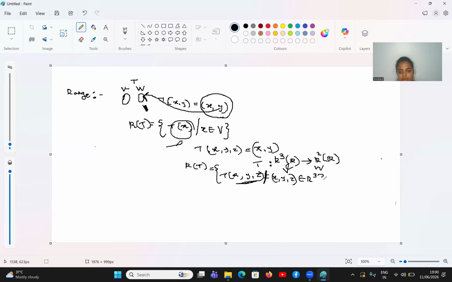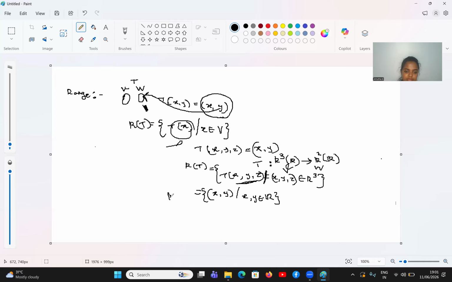Now, to find the range space of T, just substitute your map. What is your map? The map is T of X comma Y comma Z going to X comma Y. You are substituting 3-tuples, but the result is only a 2-tuple, X comma Y. So like that, X comma Y belongs to R. Now, what is your range space? So this is your range space.